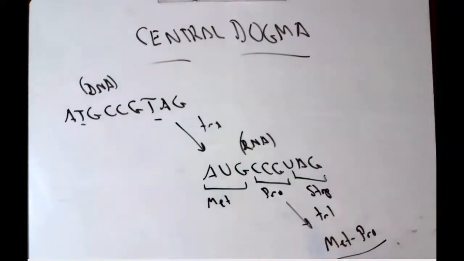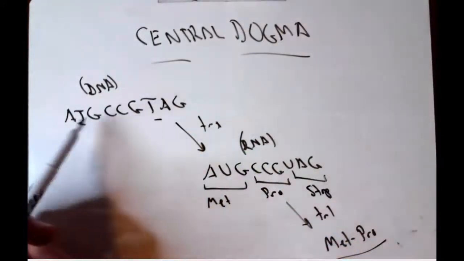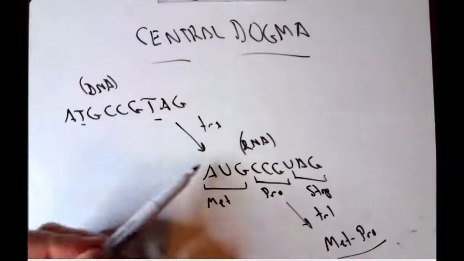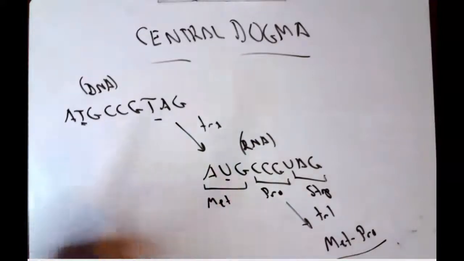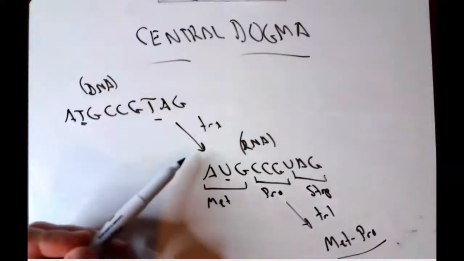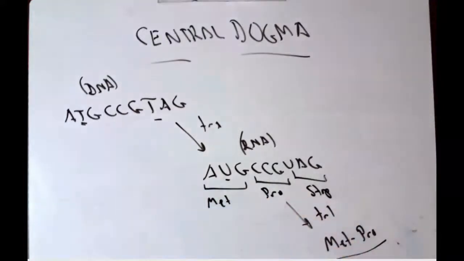So that's the general idea of the central dogma. We go from DNA to RNA to protein. We can do this just from our head as long as we remember that thymines become uracils. We don't need any aid to do transcription, but translation will always require the genetic code.